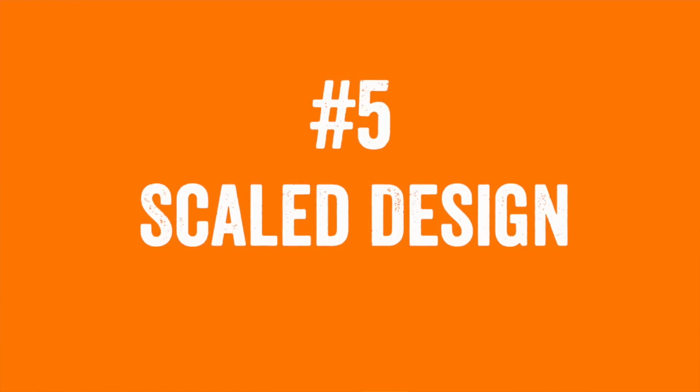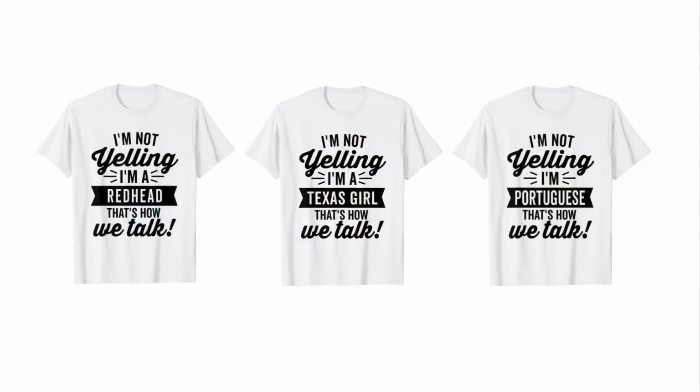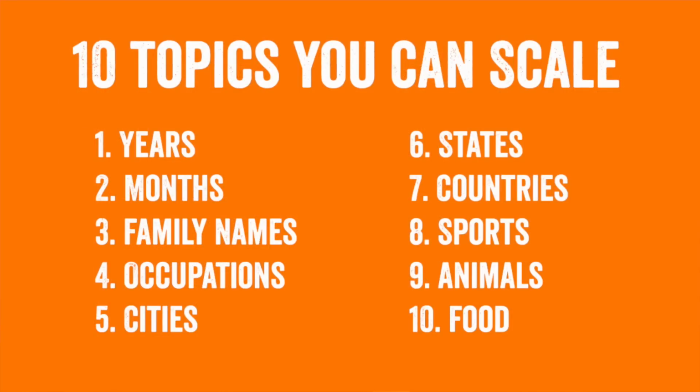Technique number 5 that can be really good to help you increase your uploads is to do scaled design. What I mean by scaled designs is using basically the same design but switching out a word or phrase or thing that makes it look the same, but you're just scaling it up. These are some topics that you can use for scaling your design. I put 10 here, but there's a lot more, but you can scale by using years. So think of made in 1970, 1971, 1972, right? Same thing with months. I was born in February or March, or my birthday's in whatever, right?